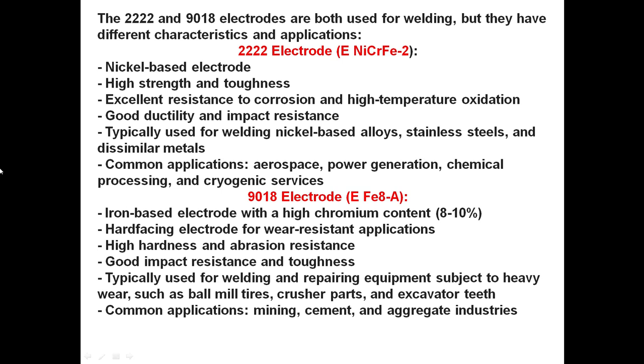If you see, go for the 9018 electrode. This one is an iron based electrode with a high chromium content, that is 8 to 10%. Hard facing electrode for wear resistant applications. High hardness and abrasive resistance. Good impact resistance and toughness. Typically used for welding and repairing equipment subjected to heavy wear such as ball mill tires, crusher parts, and excavator teeth.